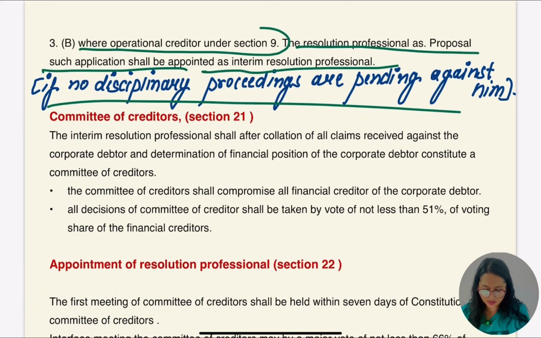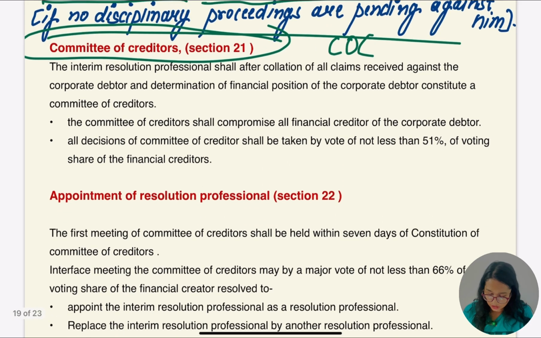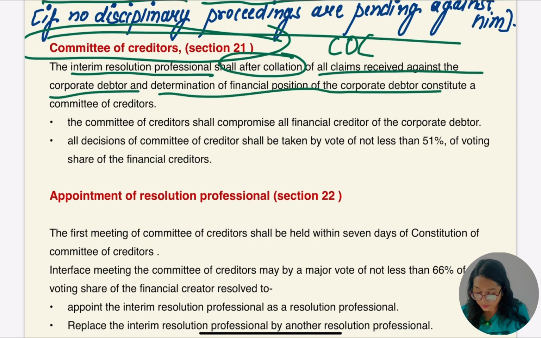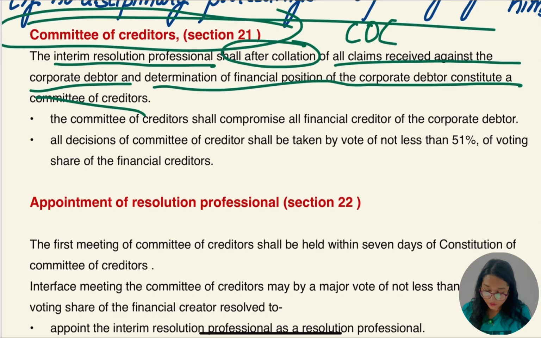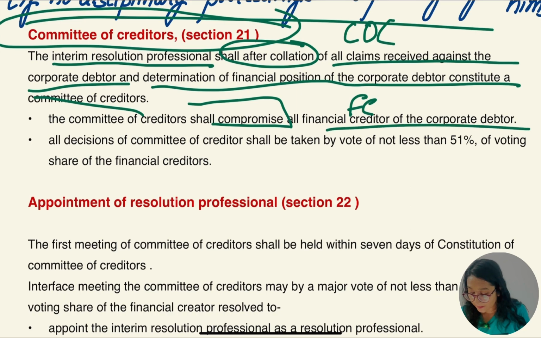Let's go to Section 21. As I told you, there is one thing: what is this committee of creditors, the COC? Let's check what points are written in this section. The interim resolution professional shall, after collation of all claims received against the corporate debtor and determination of the financial position of the corporate debtor, constitute a COC. The committee of creditors shall comprise all the financial creditors of the corporate debtor.